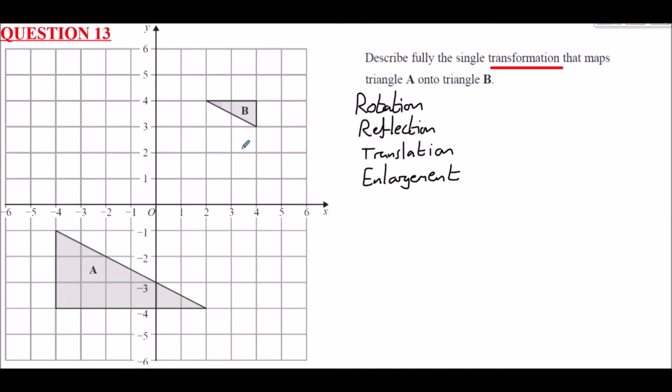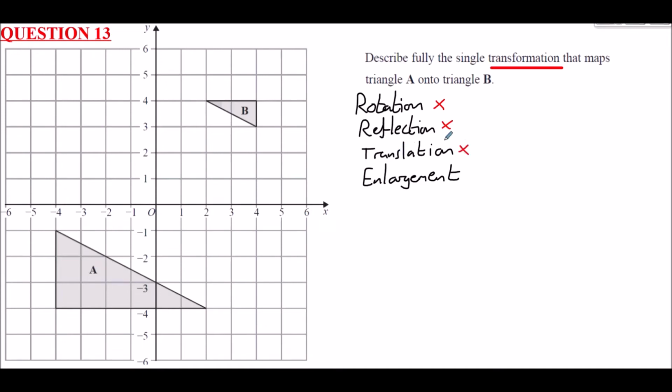So a rotation is where the size of the shape doesn't change, but it just rotates around. So here it looks like it's been rotated to go from A to B, but it has changed size, so it can't be a rotation. A reflection, again, is where it just flips over, but doesn't change size. So it's not reflection. Translation, again, the common theme, it doesn't change size, it just seems to move.